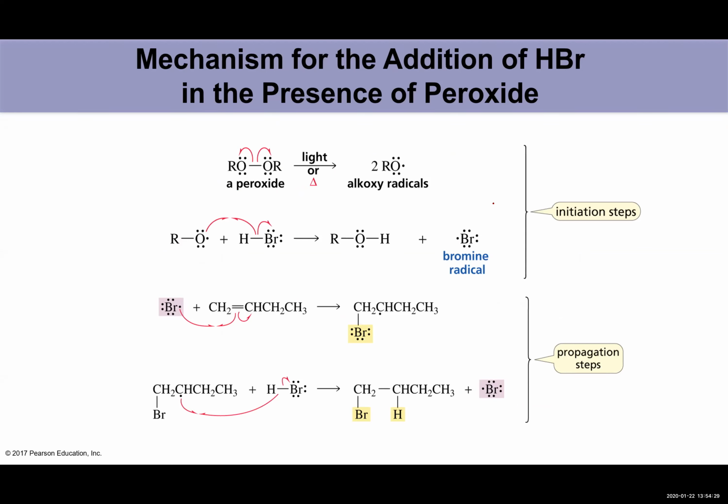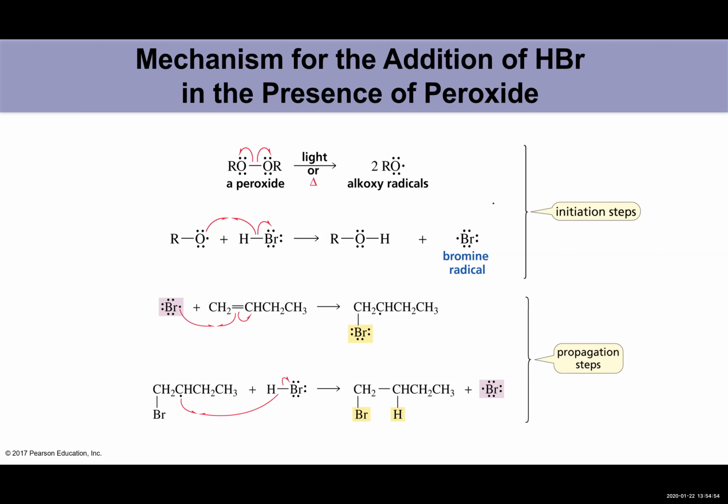So I just drew this one all out. I'm just going to talk it through. In fact, I just stole this one from the book, honestly. So again, we talked about peroxides being relatively unstable. So when you hit it with light or you heat it, you can break that bond. You get this alkoxy radical, which then attacks the HBr.